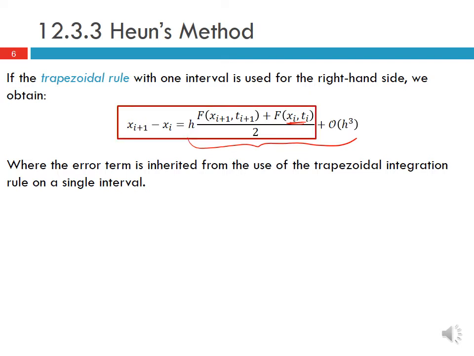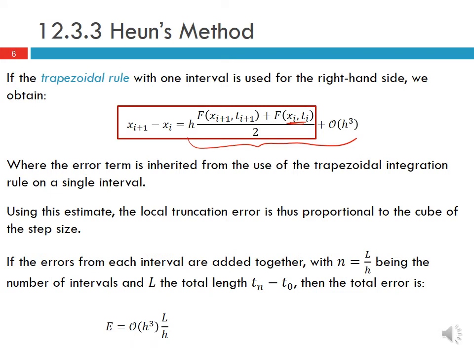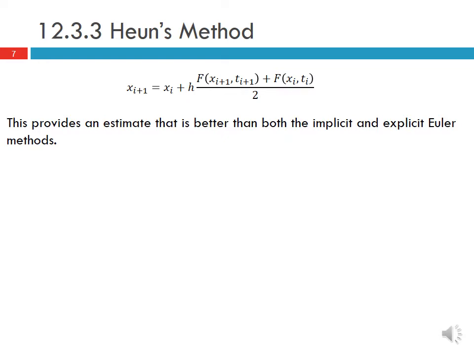And this is the implementation, or the estimate of our x_{i+1}, using Heun's method. Using this estimate, the local truncation error is proportional to the cube of the step size, and so the total error over the whole interval is order h squared, proportional to the square of the step size. Bringing the x_i to the other side of the equation, this is our estimate using Heun's method.